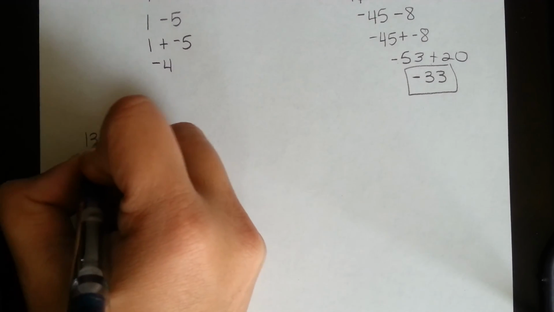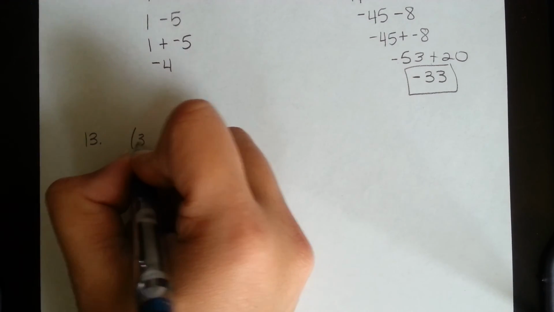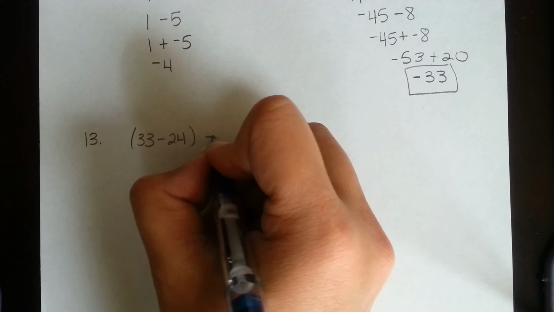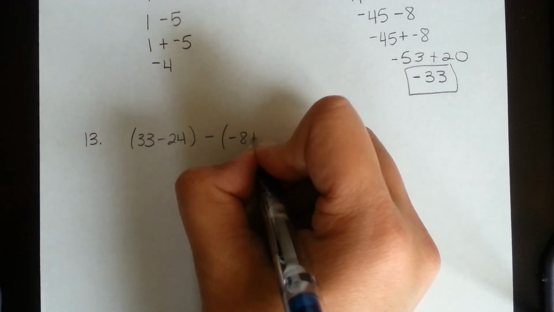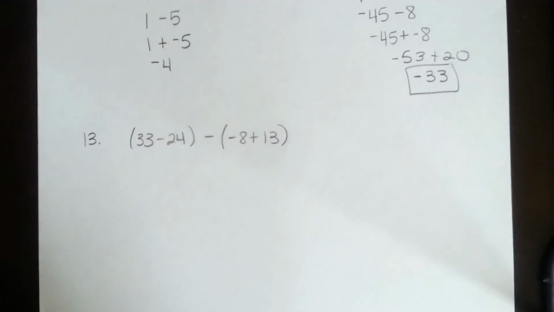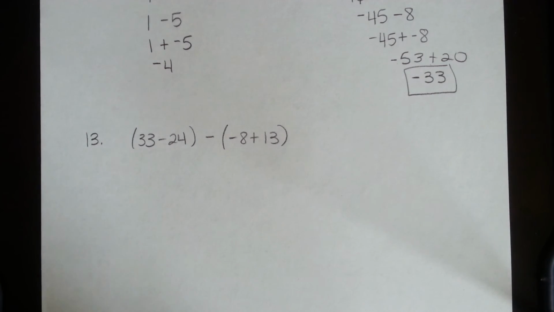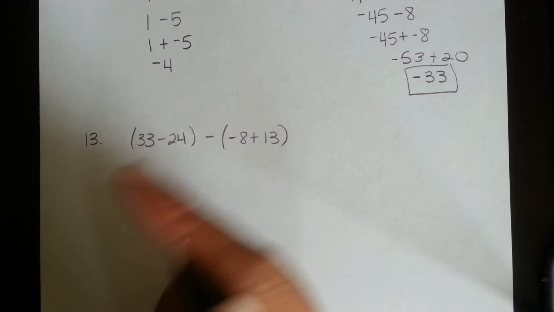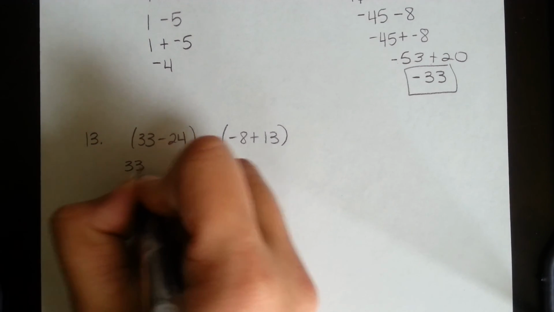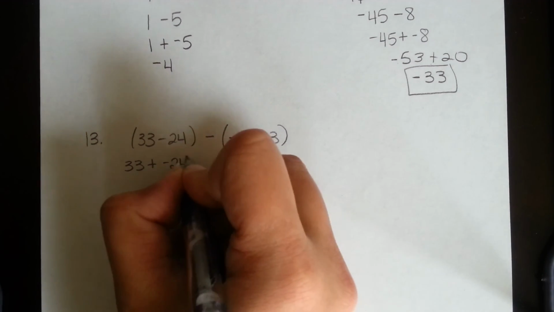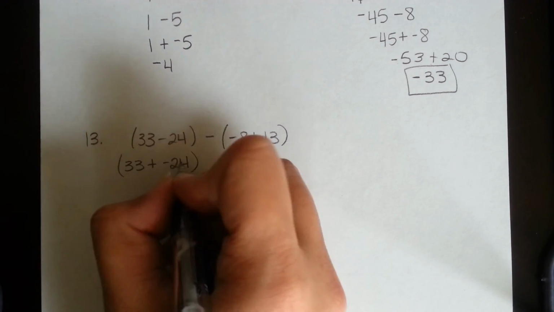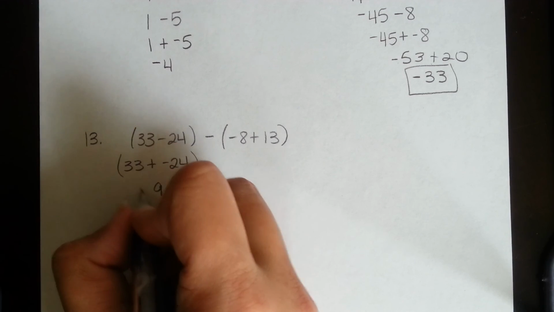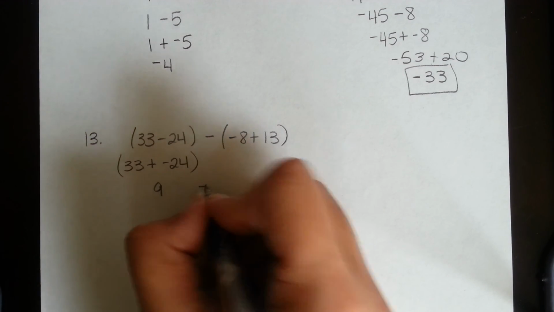Number 13. We have 33 minus 24 in parentheses. Then we're going to subtract negative 8 plus 13, which is in a separate set of parentheses. Alright, we're supposed to do this stuff in parentheses first, so over here we have a subtraction problem. This is the same as 33 plus negative 24. They have different signs, so we're going to subtract the numbers, keep the sign of the larger absolute value, so that would be positive 9.